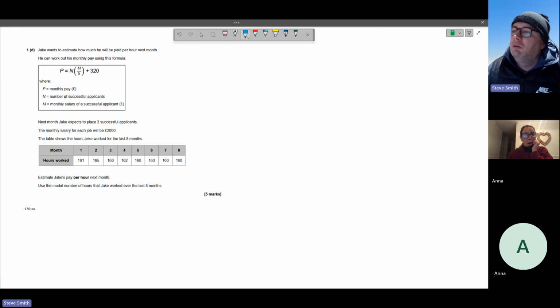Pay equals N, number of successful applicants, and then M divided by 5. The monthly salary of each successful applicant is 2,000. So we're going to put these numbers in here. P equals N, 3. We've got a bracket. M stands for the monthly salary of each successful applicant, so that's 2,000, divided by 5. And then we're going to add 320. So we do the bracket first, always. If you think of BIDMAS, B for bracket. So 2,000 divided by 5 is going to give us 400.